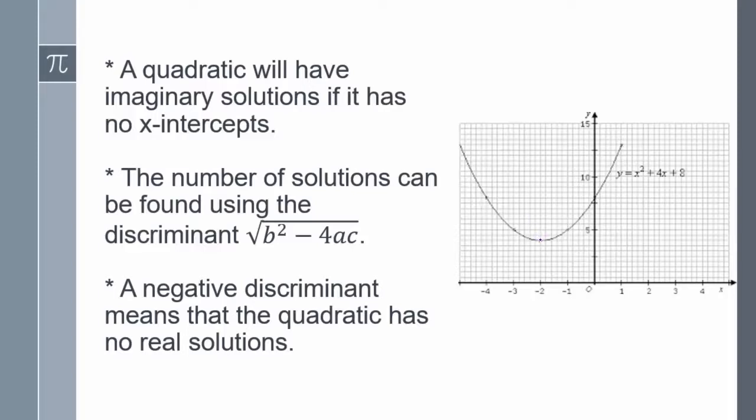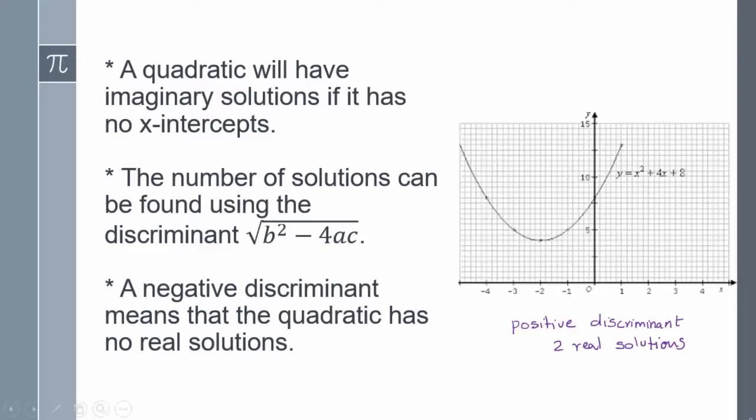To find the number of solutions, you can use the discriminant, which is the square root portion of the quadratic formula, to figure out how many solutions you have. The discriminant formula is the square root of b squared minus 4ac. A negative discriminant means that the quadratic has no real solutions, it just has imaginary solutions.